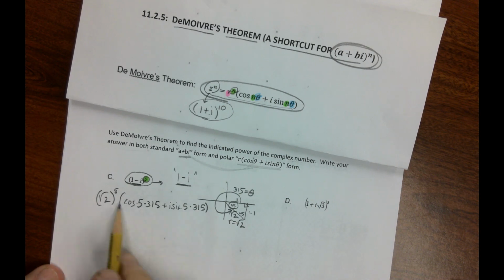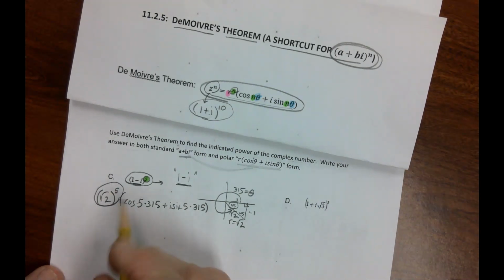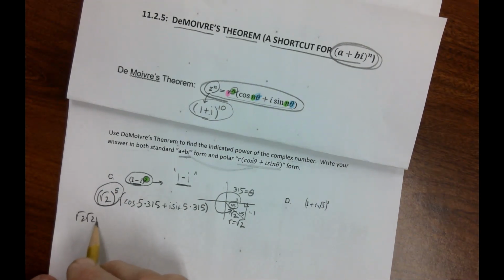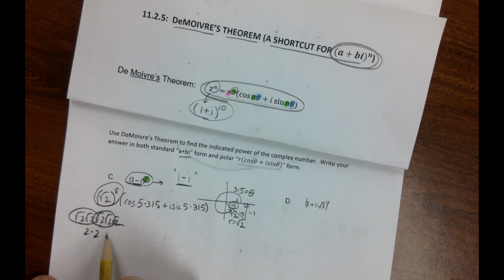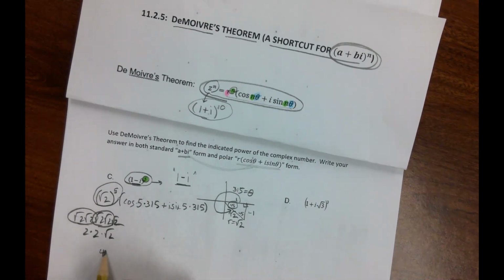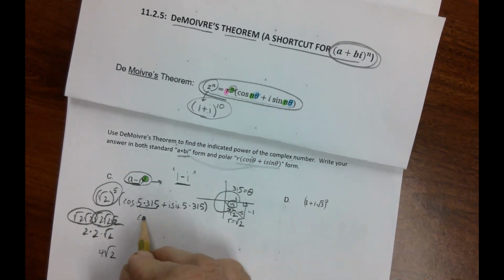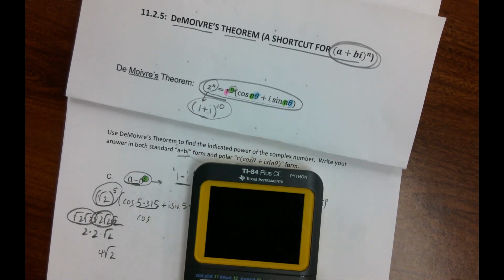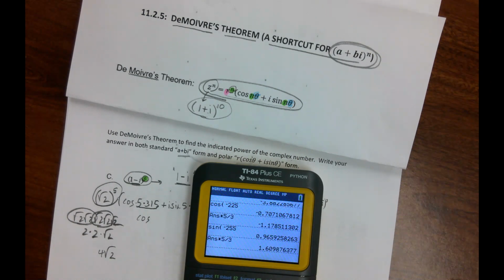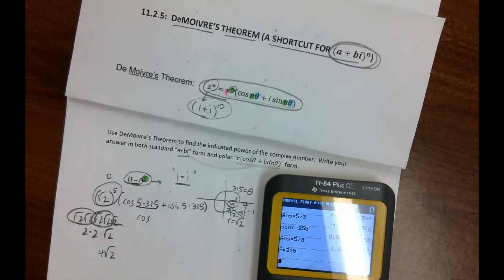Now what are we going to do with this? Well, let's start with some algebra. Square root of 2, square root of 2, square root of 2, square root of 2, square root of 2. Every pair creates a 2, so that pair creates a 2, and then we got that square root of 2. So that part of it is 4 square root of 2. Now what in the world is that? Well, that's cosine. Let's get out our calculator. 5 times 315, 1575.